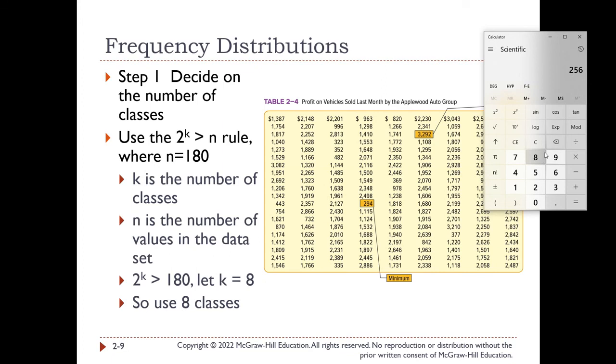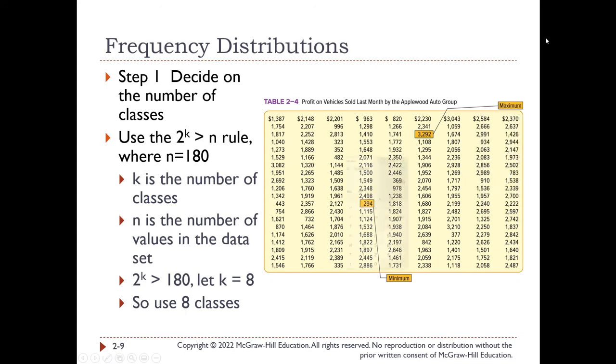If you know 2 to the power of something is close, you may want to just double check it. But as you can see, 2 to the power of 8 is 256. This is the first 2 to the power of that is greater than 180. Thus, the number of classes that we need is going to be 8. So we're going to use 8 classes.